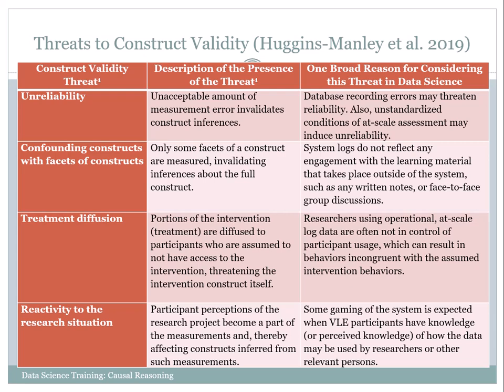Now, confounding constructs with facets of constructs would be where you measure a limited range of the construct. So for virtual learning environments, if you were just using logs, there could be engagement with the material through face-to-face discussions, or someone could have printed notes from the virtual learning environment. Treatment diffusion is when elements of the treatment influence the control group.